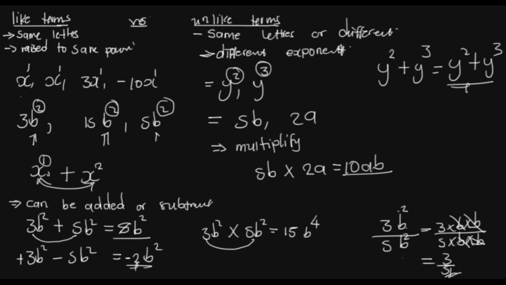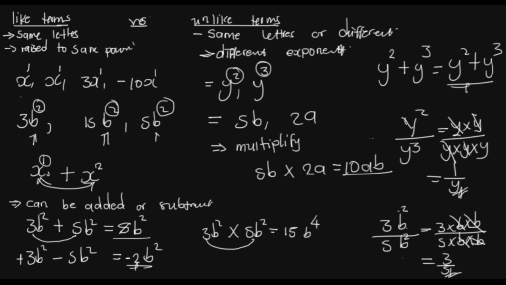Then for division, we can divide the unlike terms, but maybe we have y squared divided by y to the power 3. So here we can say y times y over y times y times y. So you can see that on the top we have 2 y's, so we can cancel 2 y's from the numerator and 2 y's from the denominator, giving us 1 over y. So these are the basics of algebra.